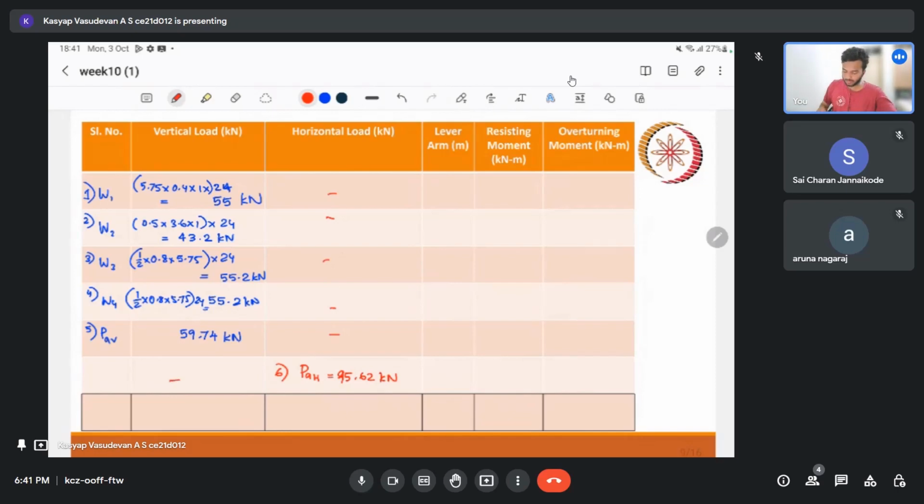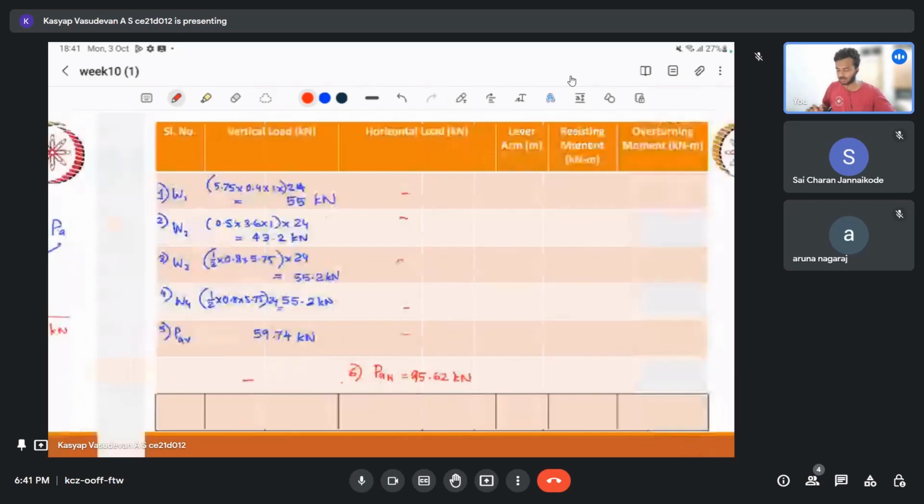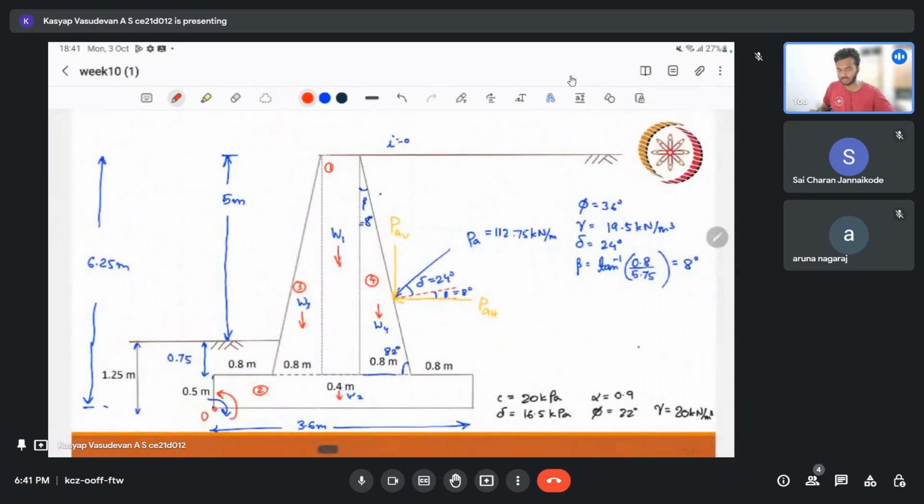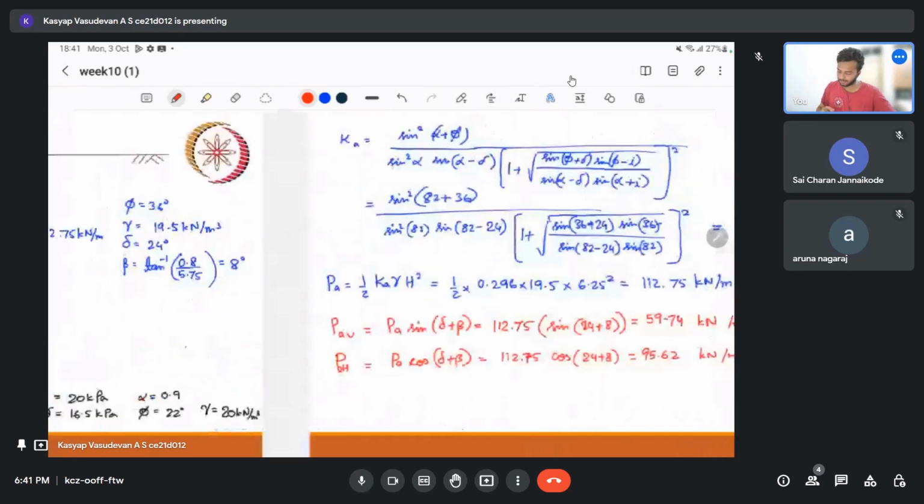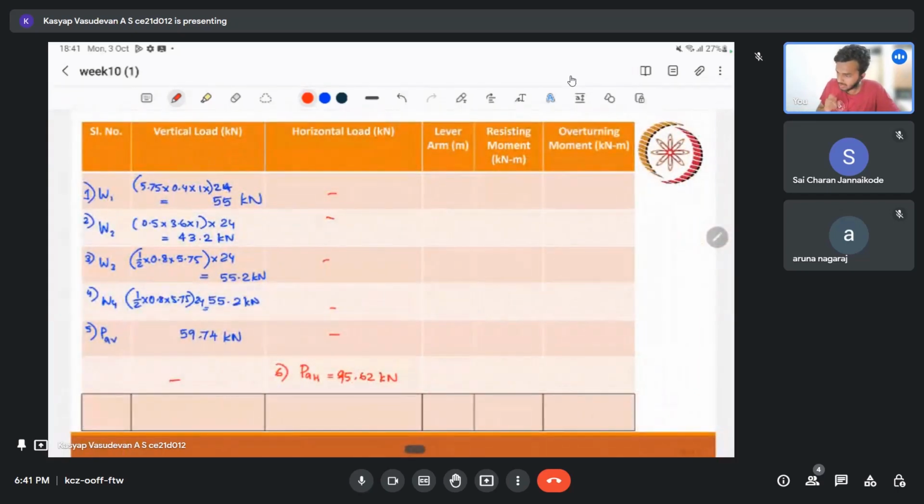So the lever arm is nothing but the distance of these forces from the point of reference. Here I am keeping the base point at the toe as the point of reference, that is O. So for each force, for example for the first one, it is at the middle, so the distance of this O from this middle is 0.8 plus 0.8 plus 0.4 by 2, that is 1.8.